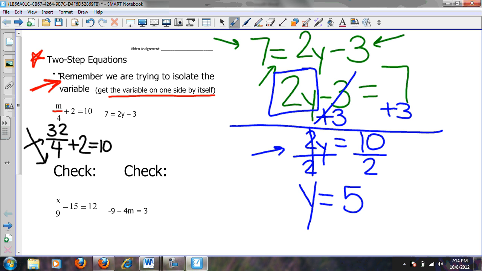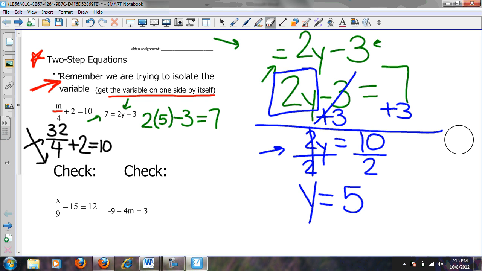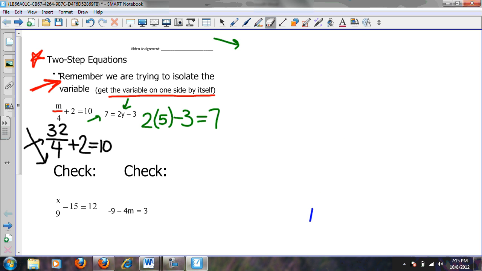Is y in fact equal to 5? Well, let's verify that it is true, going back to our original equation. So I'm going to substitute. Instead of y, I'm putting 5. 2 times 5 minus 3. 2 times 5 is 10. 10 minus 3 does in fact equal 7, which is what I wanted to get as a solution. We've got 2 more here to try.